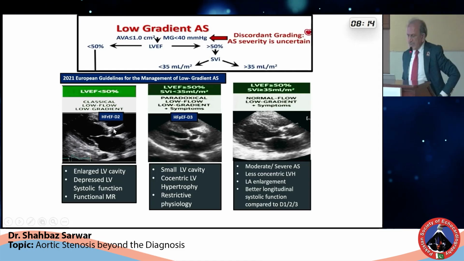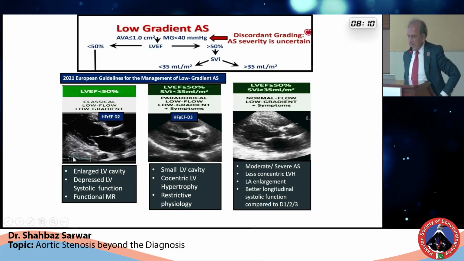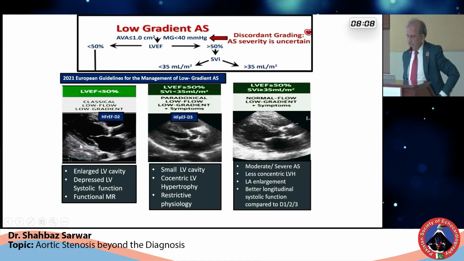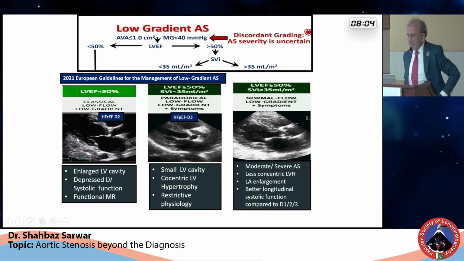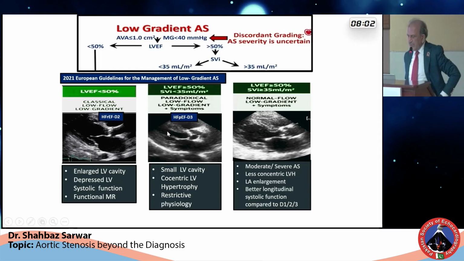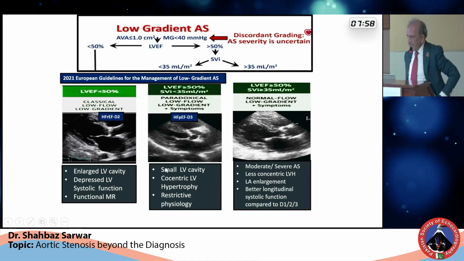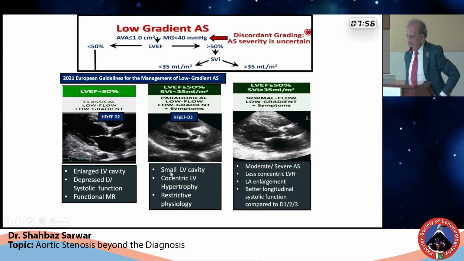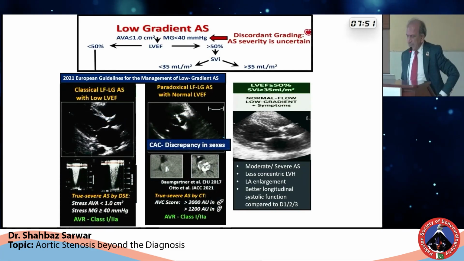So in a situation where there is classical low flow, low gradient, these are patients usually with HFrEF. They have an enlarged LV cavity, depressed function, and functional MR. And paradoxical ones are usually the patients with HFpEF. They have a smaller LV cavity, concentric LVH, and restrictive physiology. Now, how we deal with them is very important.